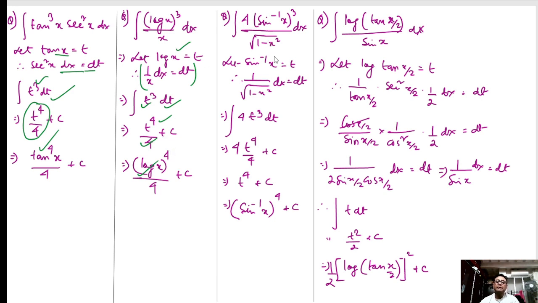Let us take sin inverse x as t, and differentiation of sin inverse x is 1 by root over 1 minus x square. So 1 by root over 1 minus x square dx equals dt. That means sin inverse x we have taken as t. So we get t cube dt, which is t to the power 4 by 4. So t is sin inverse x, so the answer is (sin inverse x) to the power 4 by 4 plus c.